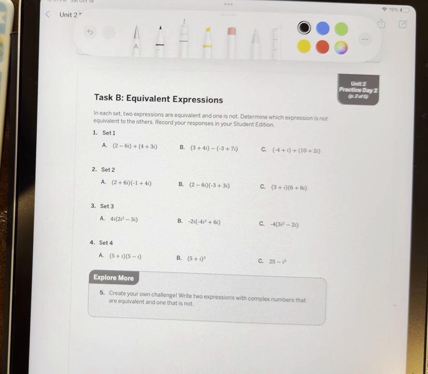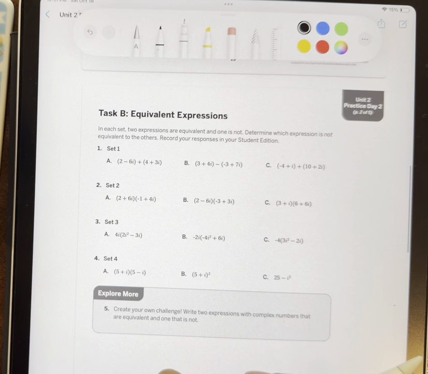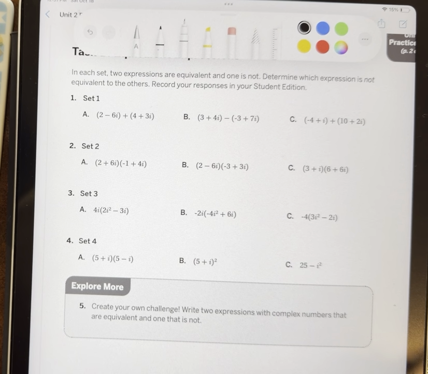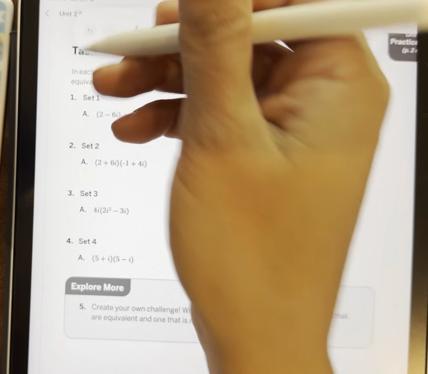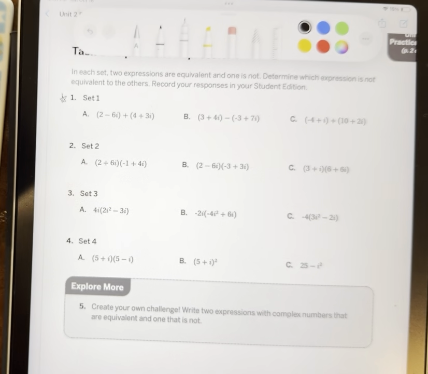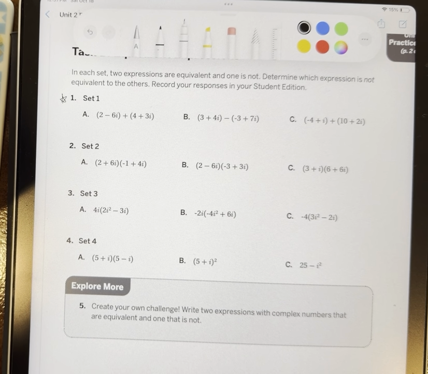Here we are in task B. You guys, in task B, we're simplifying, okay? Set A focuses on addition and subtraction. Sets 2, 3, and 4 are all multiplication, okay?